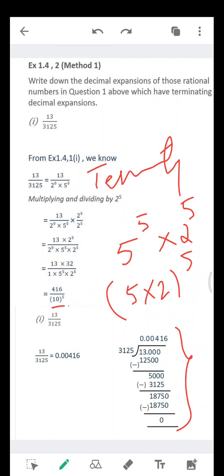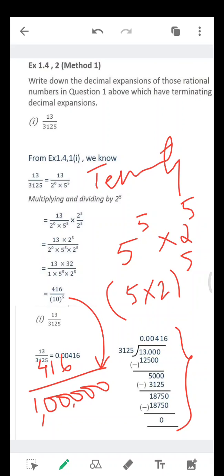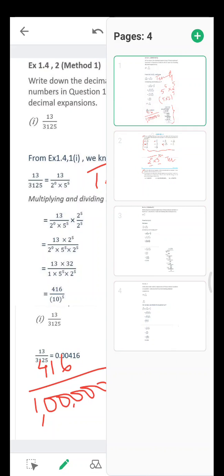So 10 power 5 I can write as 1 followed by 5 zeros. Got it, everyone? This is 10 power 5. So now what will I get if I write 416 by 10 power 5? I'll get the same answer, 0.00416. Got it? So you can do it by either division, or you can follow this procedure for finding the decimal expansion. I found this one quite interesting for a 10th class child. So what to do? Make the powers of 2's and 5's equal by multiplying and dividing by the required number of terms. Let's see the next one.